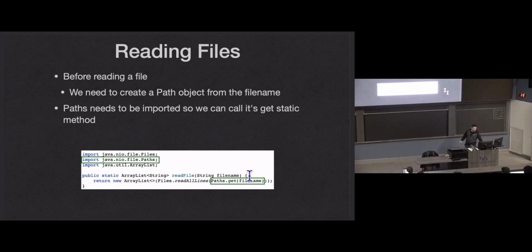We're going to create a path for that file name. So we're importing the path class, which has a static method named get, which is going to take a string and then create a path out of that string. Because with files, you just can't open a file name. You have to create a path of it first.